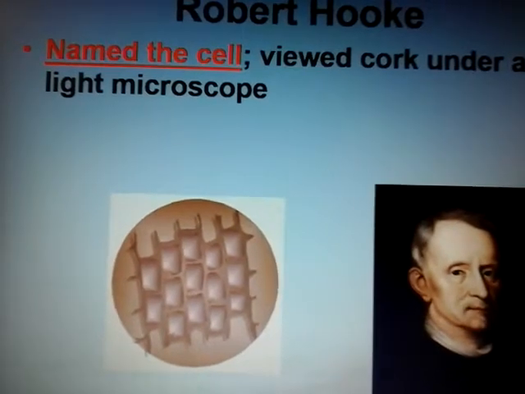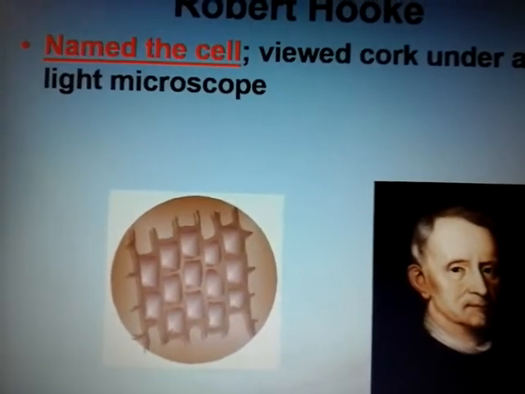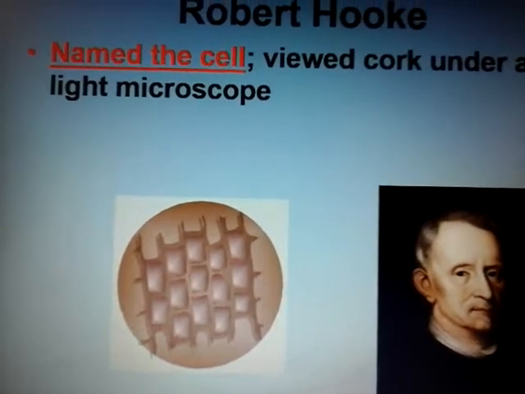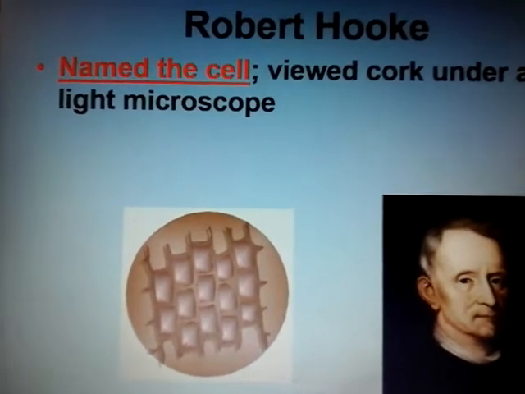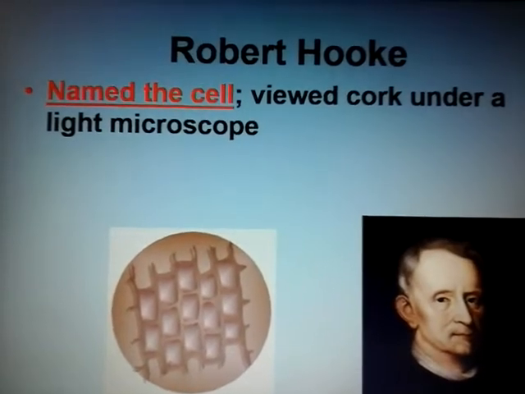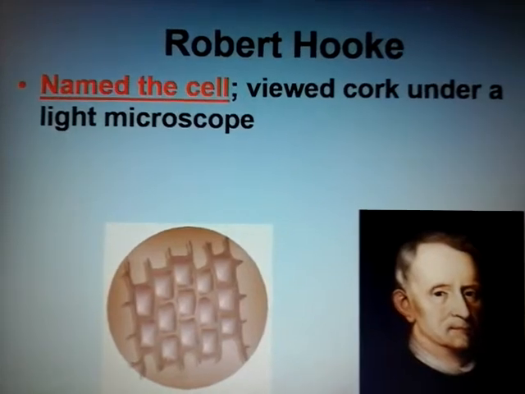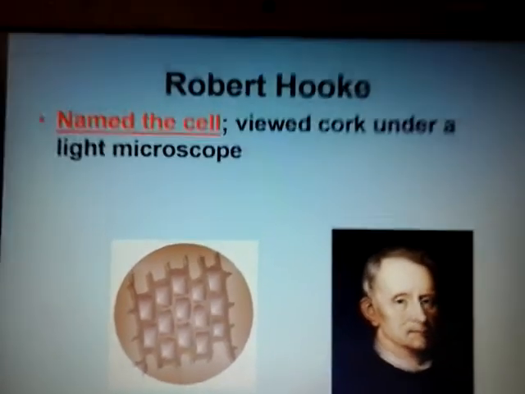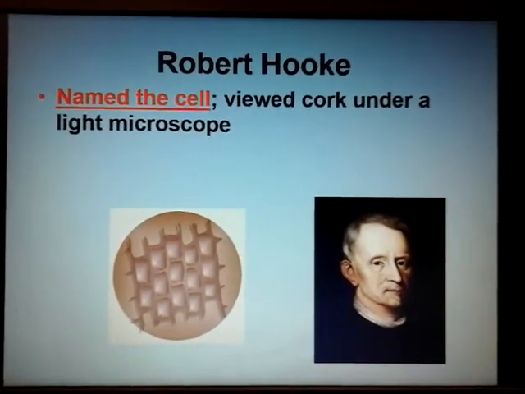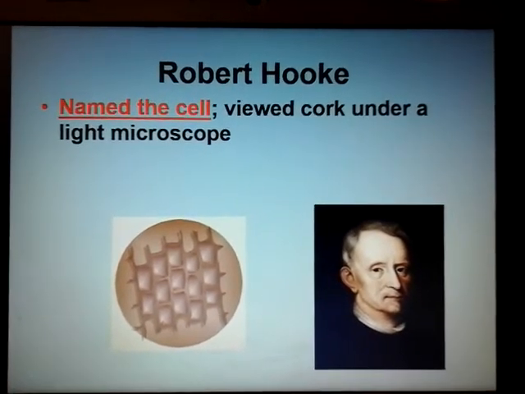Now they were hollow, because cork is dead material, so it's not going to have any of the parts of the cell still living. But he noticed they looked like these little squares, and it reminded him of the rooms in the monastery where he was staying. And the rooms in the monastery are called cells. So that's where cells got their name from. But the cells that he was looking at were dead. But he's the gentleman we give credit for naming the cells.